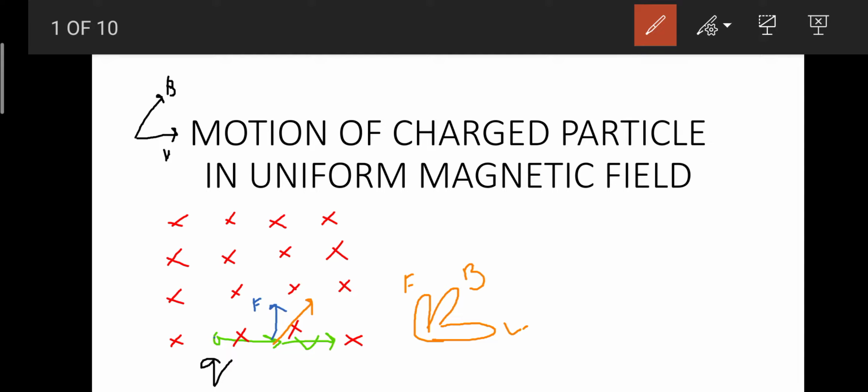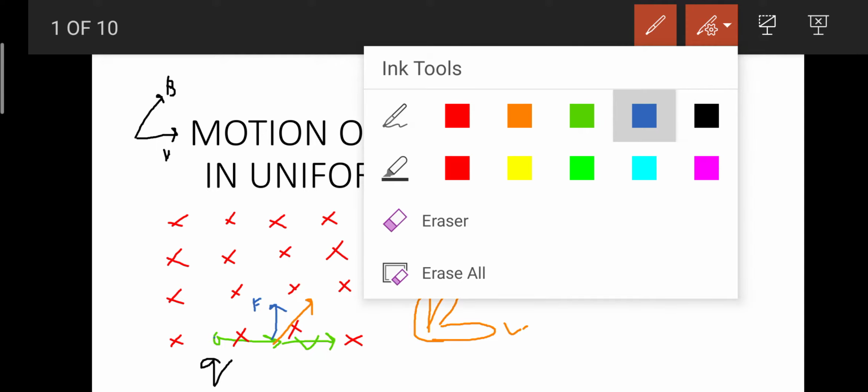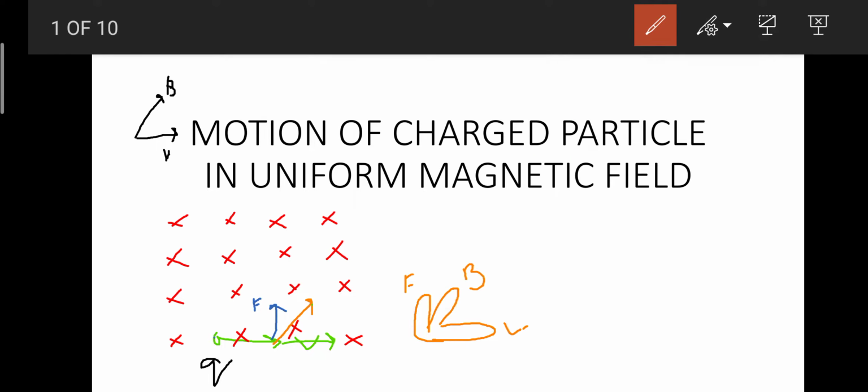So this is the basic force which is responsible to move that particular charged particle in the circular path. So now I'm going to show you that if this is the direction of the force, what is going to happen if we are taking that charged particle to the next step, right? So for the next step, what is going to happen at this particular point?